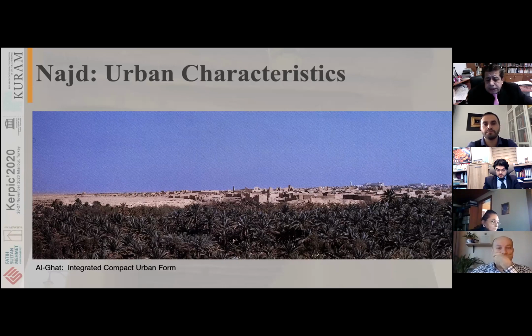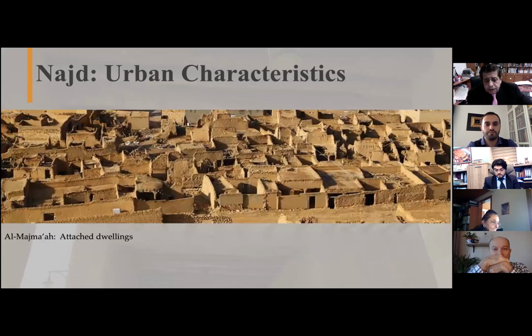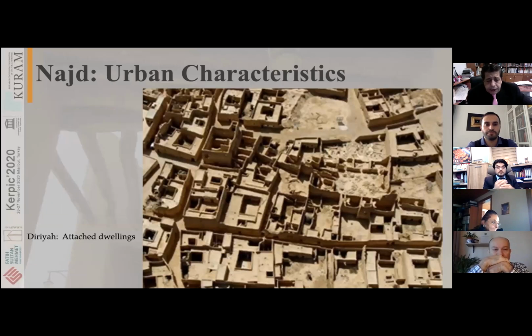These palm trees and farms are a source of life for the inhabitants: the source of food, the source of construction materials, even a source of clothes. Buildings are attached, and there are no large outside surfaces exposed to direct sunlight or heat.